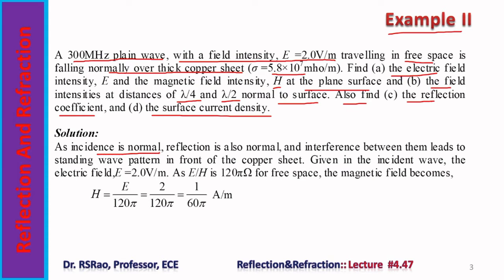As incidence is normal, reflection is also normal. This is known to us. It is from Snell's laws. Angle of incidence is equal to angle of reflection. And interference between them leads to standing wave pattern in front of the copper sheet.